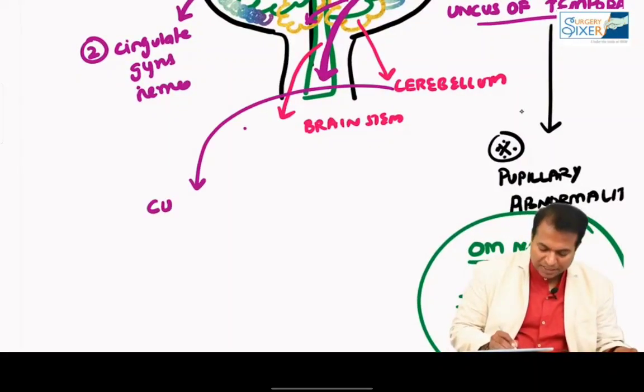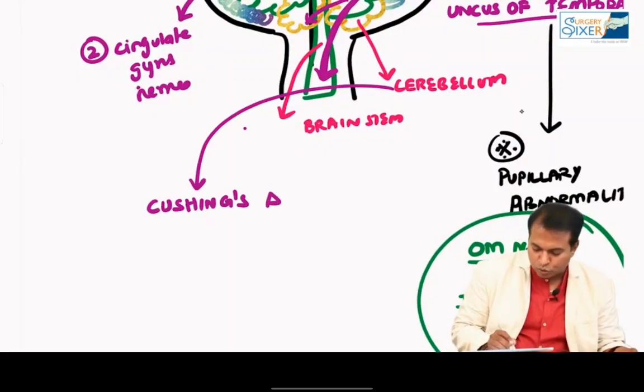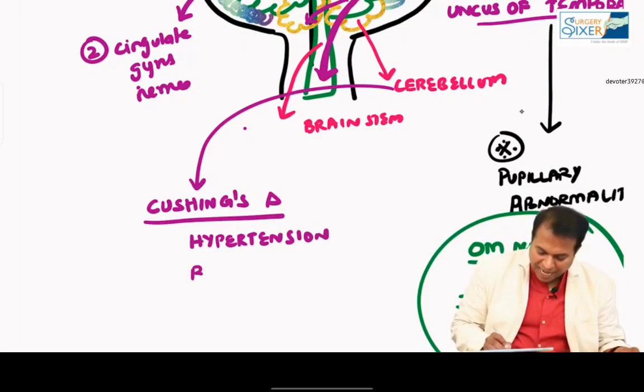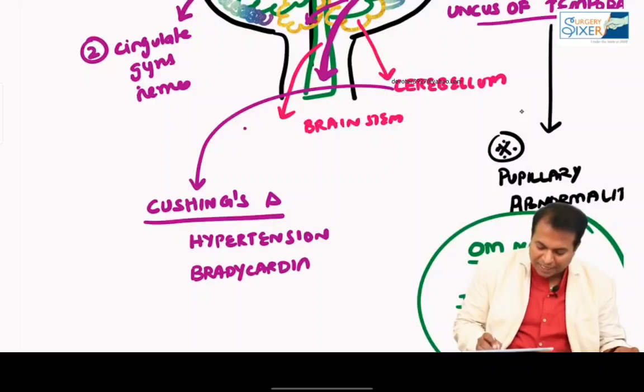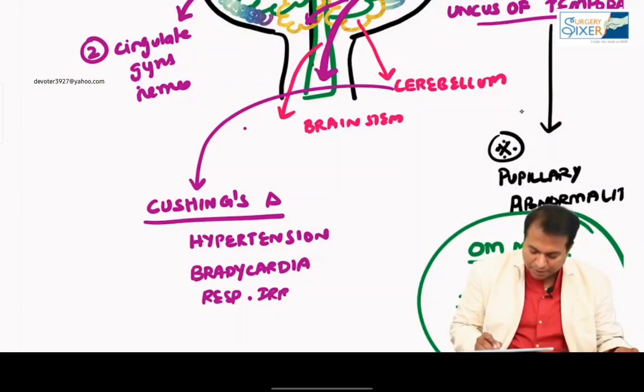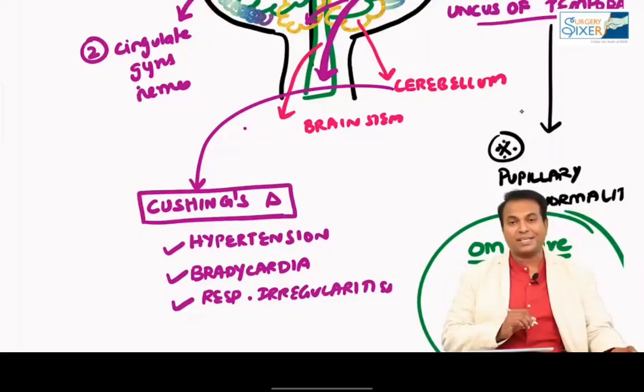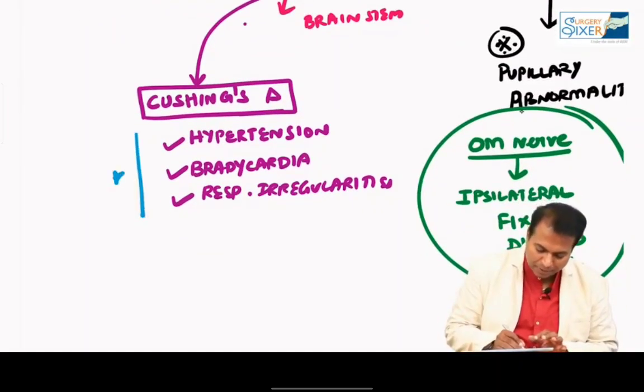In a cerebellum herniation, you can develop Cushing's triad. Cushing's triad is made up of the following components: hypertension, bradycardia, and respiratory irregularities. Please don't forget the features of Cushing's triad are these three: hypertension, bradycardia, respiratory irregularities.